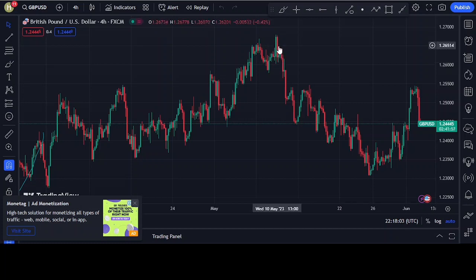I'll be making another video on support and resistance. So you can say this is a resistance zone. Then price drops before you have this area. This is our supply zone. I'll be sharing more knowledge about supply zone and demand zone right away.